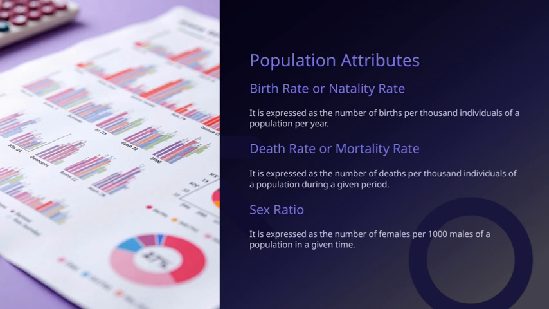Then there's the birth rate, or natality rate. This is the number of births per 1,000 people per year. It gives us insight into population growth and reproductive trends within a community. Finally, these are all key population attributes. They help us analyze demographic changes and understand the dynamics that shape societies over time.